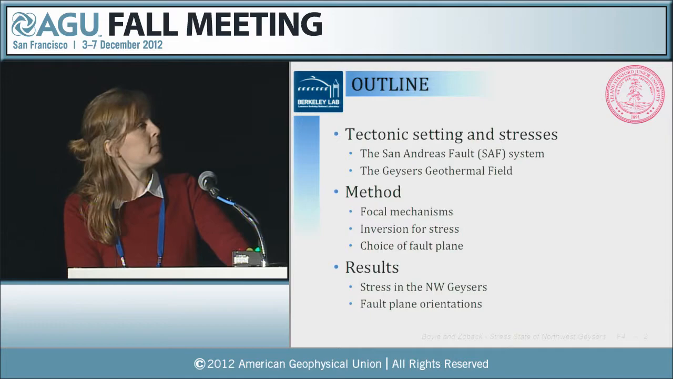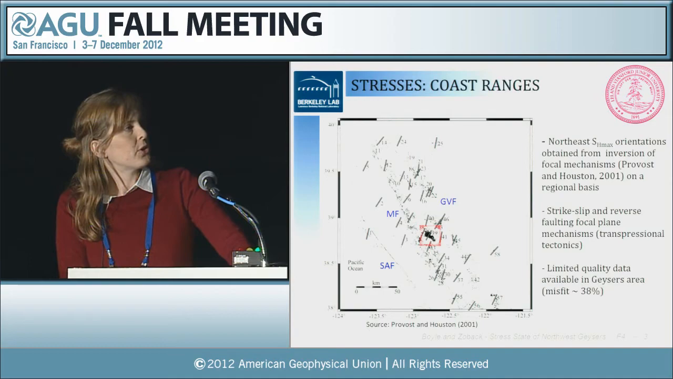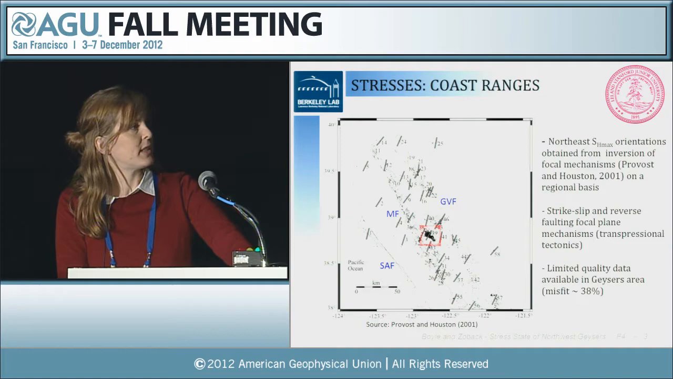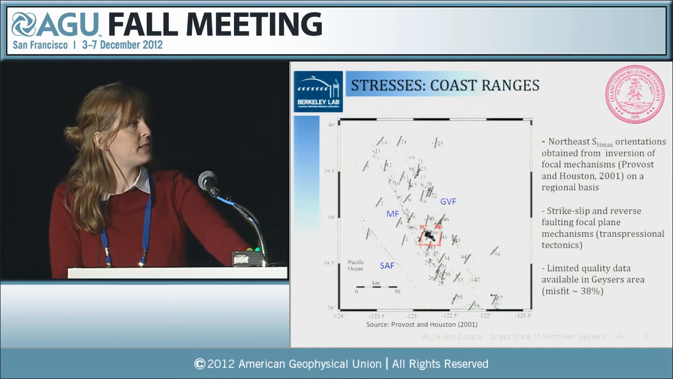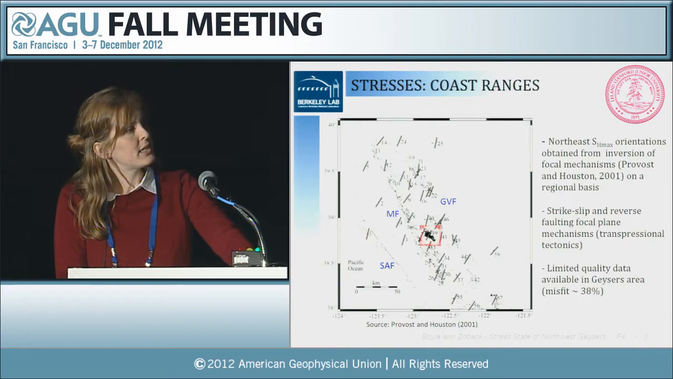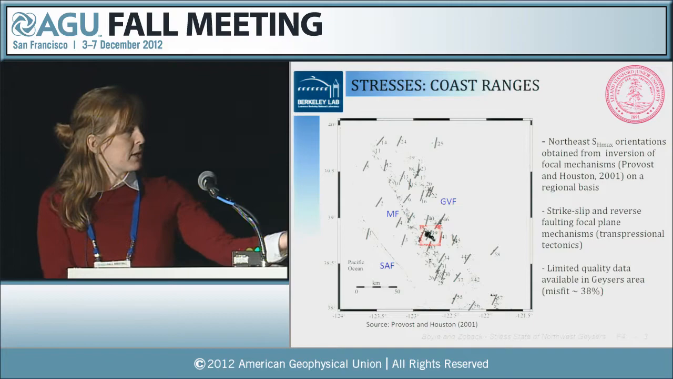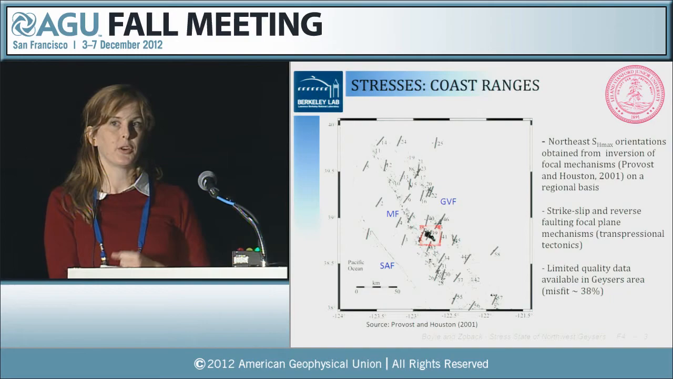In this plot, we're looking at Northern California, and in blue you can see the names of three significant faults in the area. SAF is, of course, the San Andreas Fault along the coast. MF is the Macama Fault Zone, and GVF is the Green Valley Fault Zone. This plot is taken from a paper by Provost and Houston, where they took microseismic data, obtained focal mechanisms, and used the focal mechanisms to invert for stress.